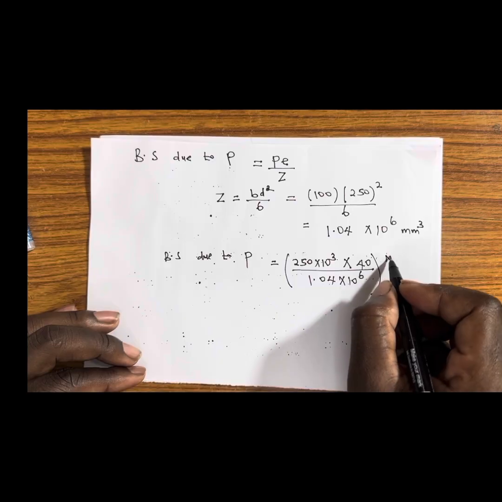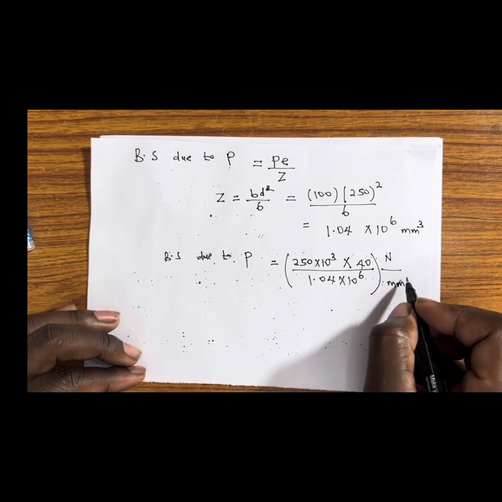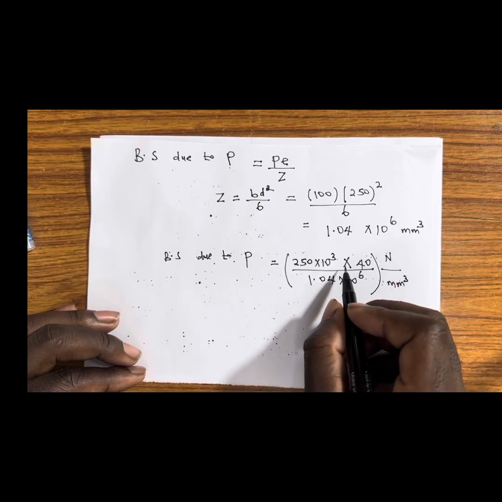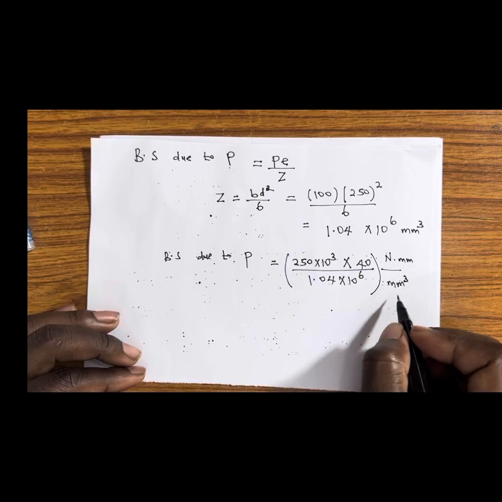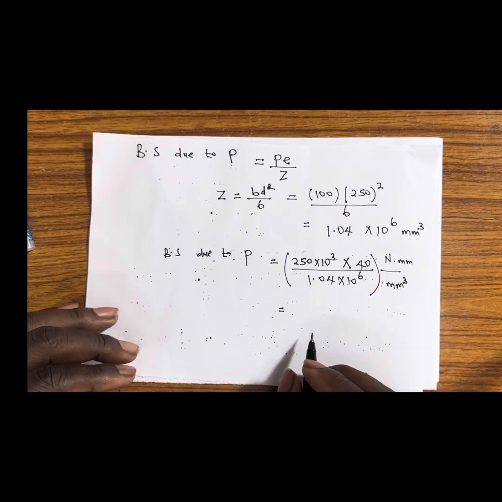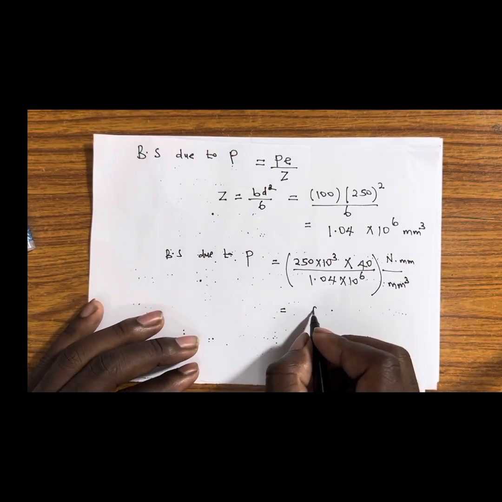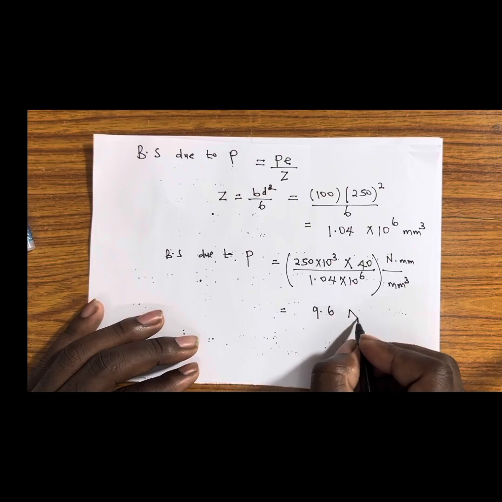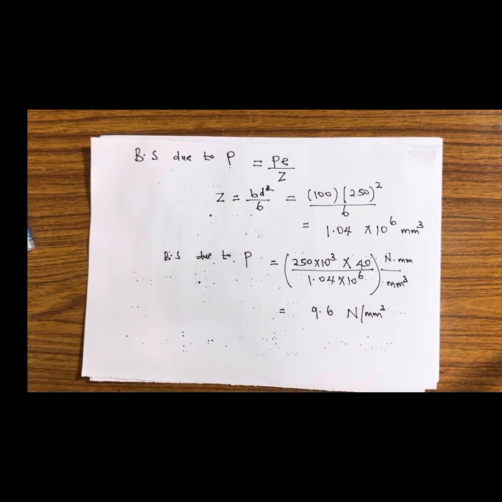Remember, what is up is Newton, and what is down is in mm cube. So this is Newton, and then eccentricity is millimeter. So that means one of them will cancel. So we remain with the answer in Newton per millimeter square. And our answer is coming to 9.6 Newton per millimeter square. This is our second stress that has been experienced by this beam.